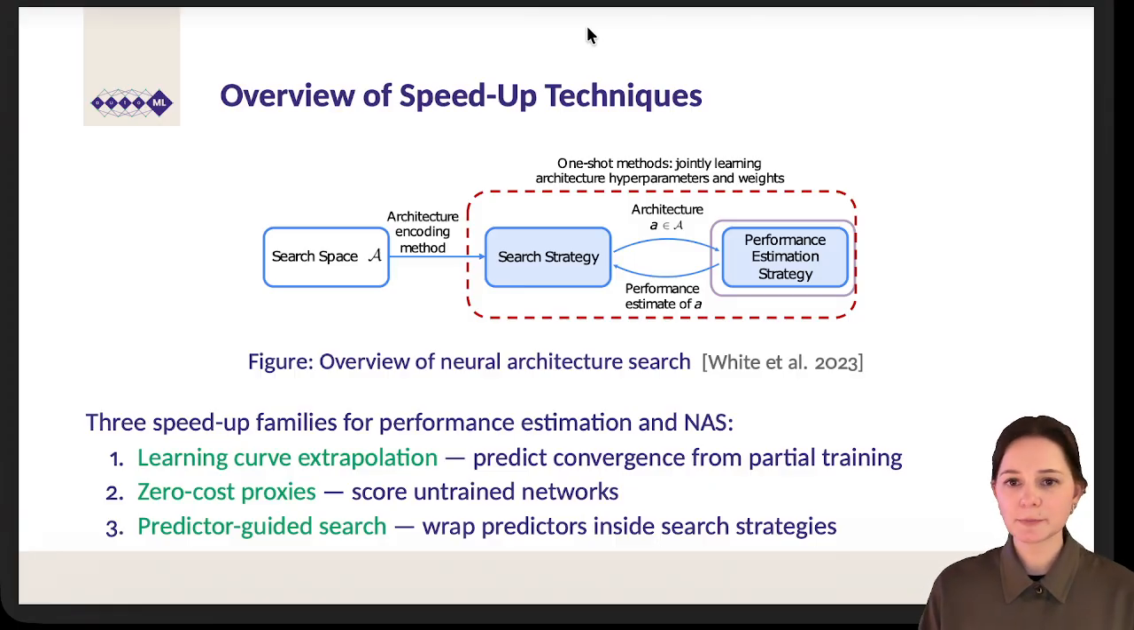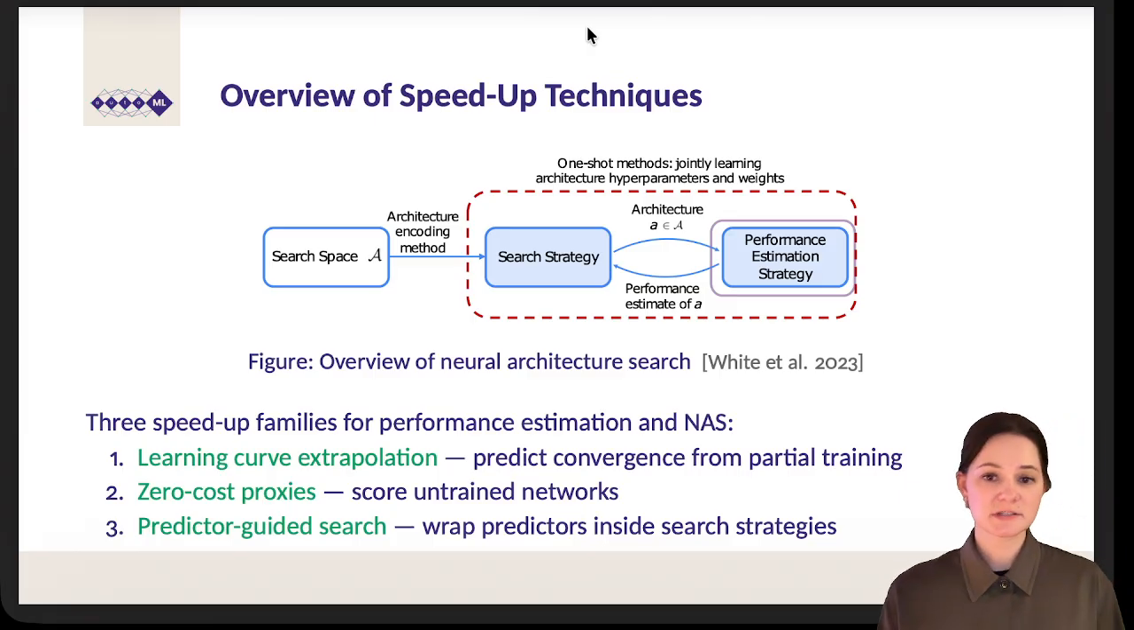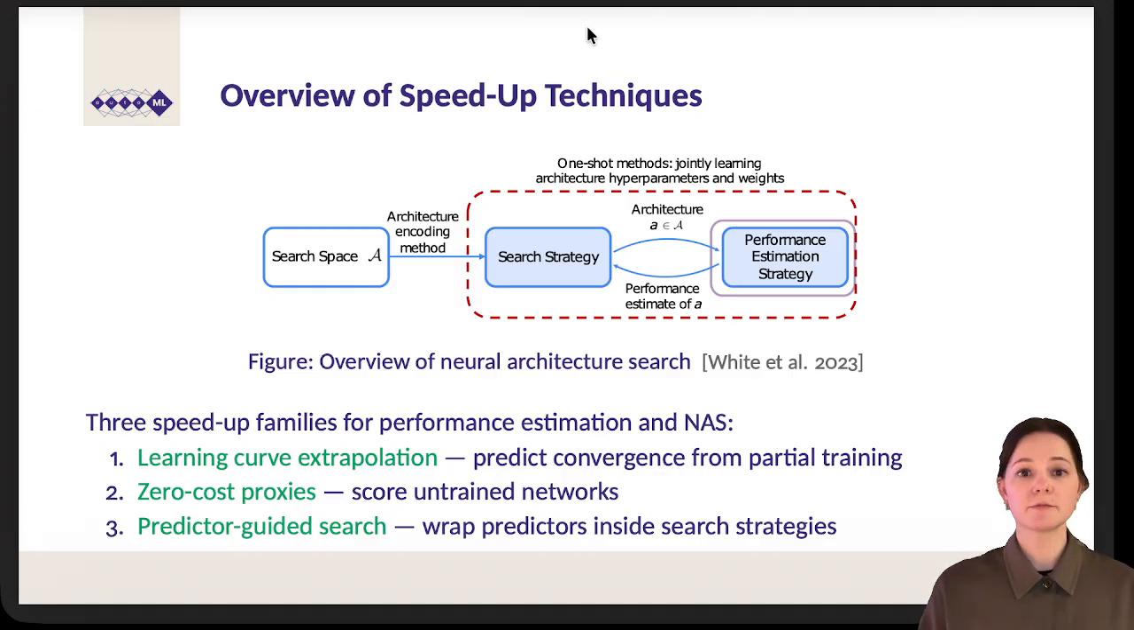So we talked about performance estimation strategies in order to speed up the search strategies within a search space. Three speed-up families can be used for performance estimation in NAS, which we will talk about within this video. As already mentioned: learning curve extrapolation, which predicts convergence from partial training; zero-cost proxies, which are a score of untrained networks; and how we can use those for predictor-guided search, wrapping predictors inside a search strategy for even faster evaluation.